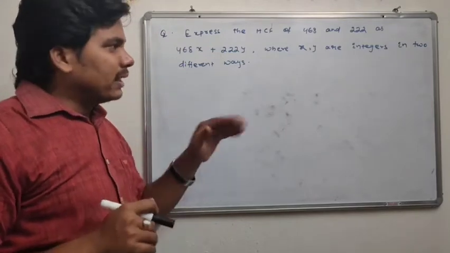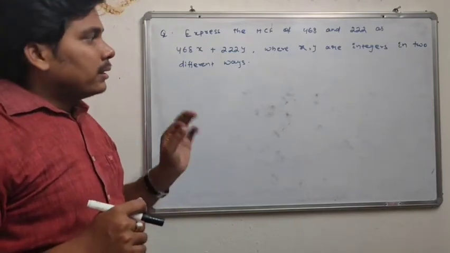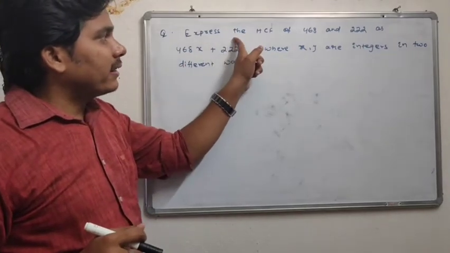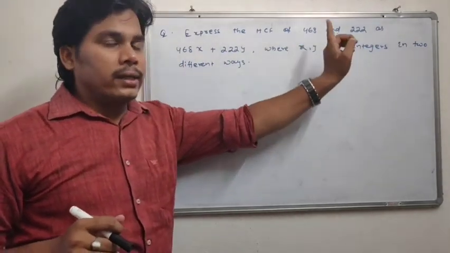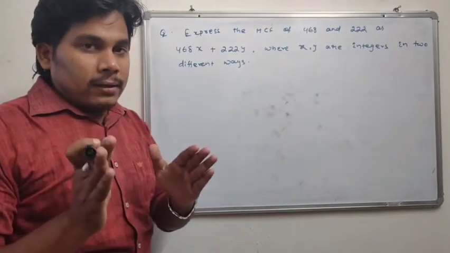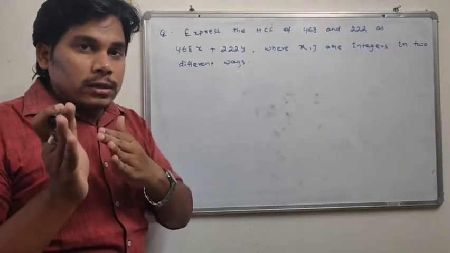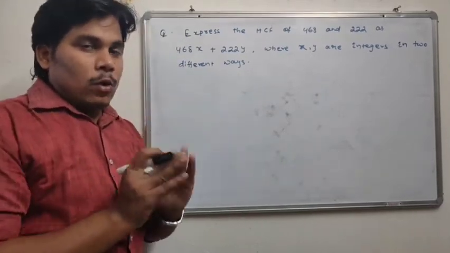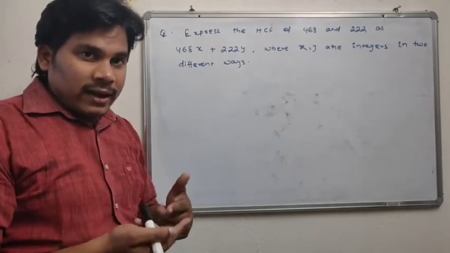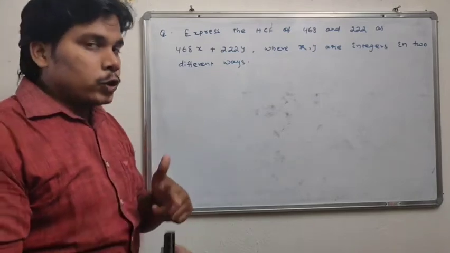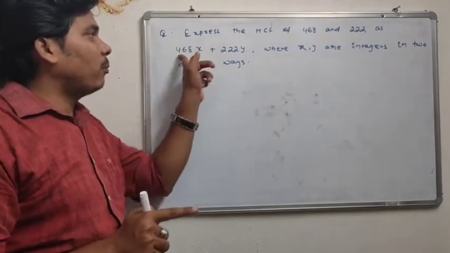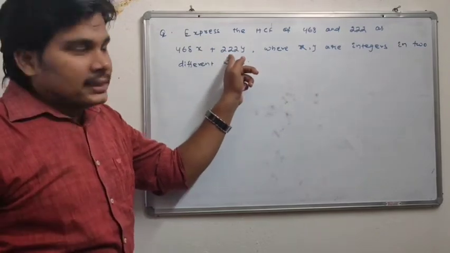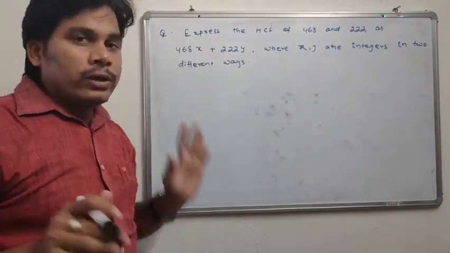First of all, what does this question mean? It means we have to find the HCF of 468 and 222, and that HCF should be represented only in the form of this. And what are x and y? These x, y are integers only, and that should be done in two different ways.